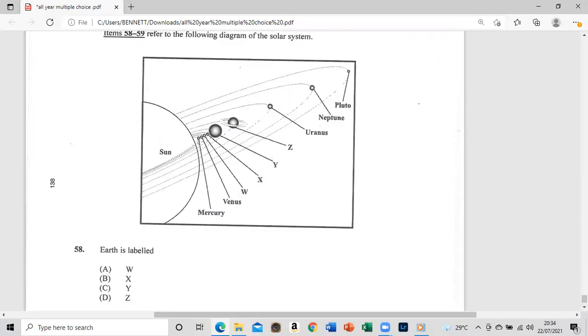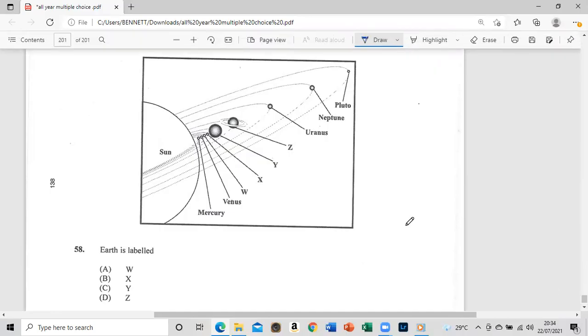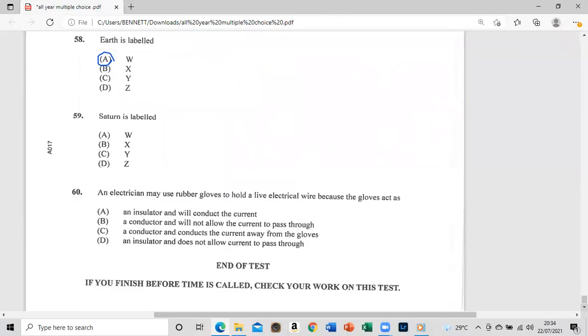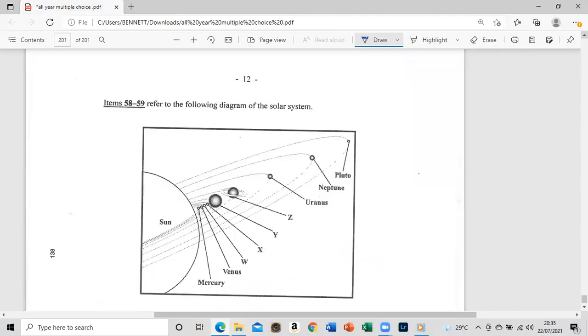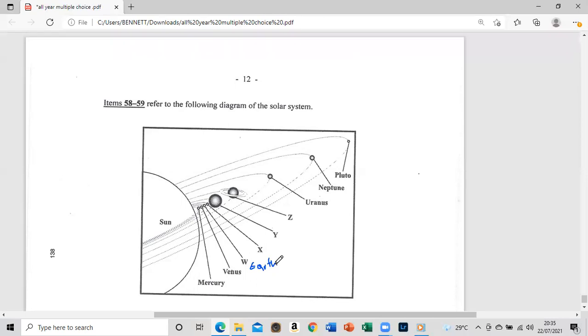So the earth is labeled... The earth is what? The third from the sun. So it has to be W. And let's go on to 59. Saturn is labeled... Saturn. Not perfect at this now, guys. This would be Saturn. All right. And so that is Z.